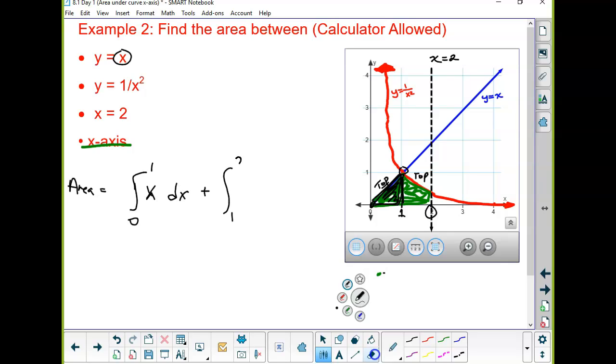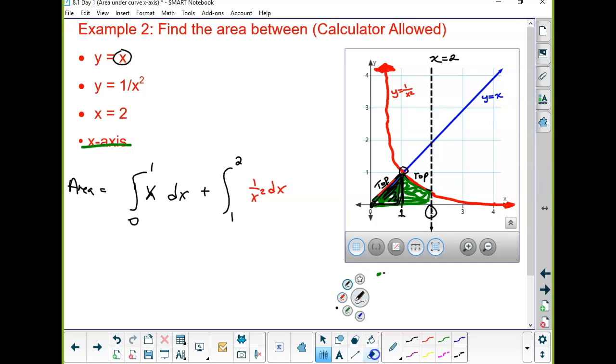Plus, the integral from 1 to 2. And now 1 to 2 has the area under the curve of just the red piece, which is 1 over x squared dx. You see how that's different than the problem we just did? And the whole reason why is because my tops are different. And when that happens, you have to split this up into 2 different areas you have to find.